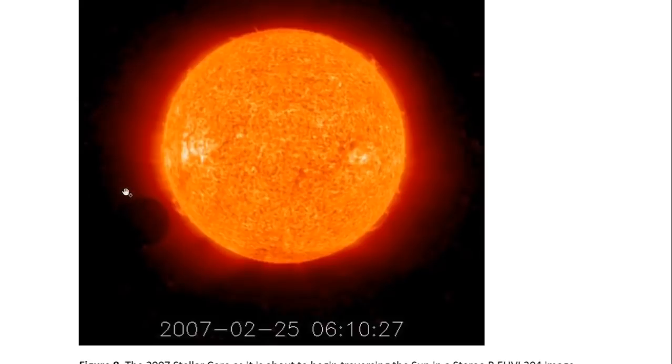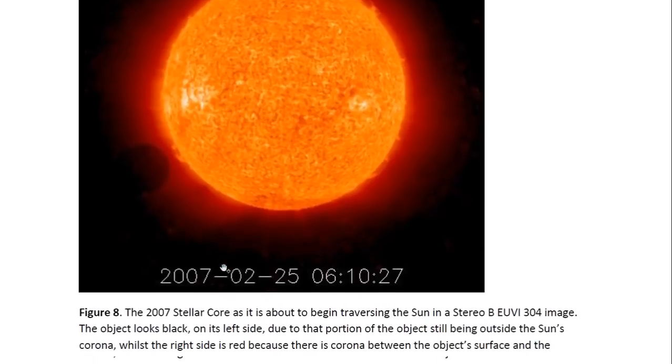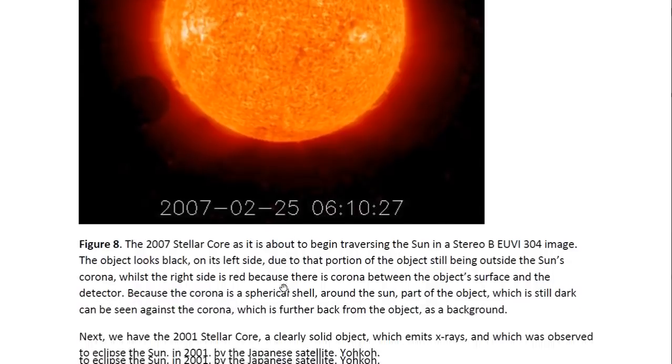And here we see the object as it enters the corona. You can see the part that is still outside the corona. You can see the corona that is in front of the object. You can even see the edge of it here. Of course, the corona forms a spherical type shell around the Sun. So you can see part of the object in the background of the corona that's further back, and therefore goes out a bit further from the edge of the Sun than the corona that's more in front.